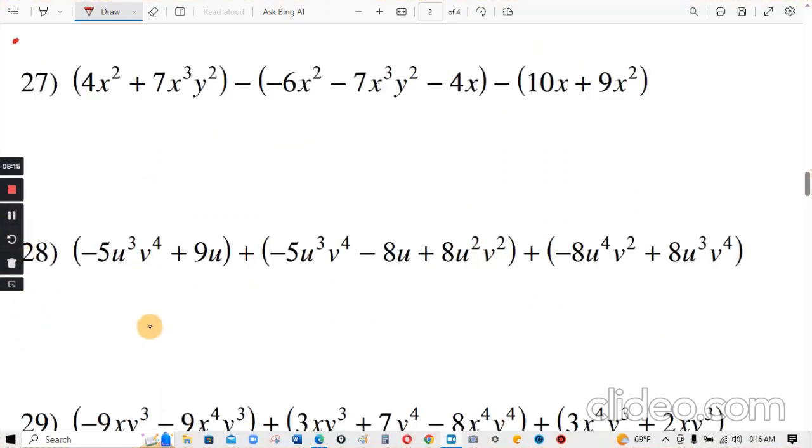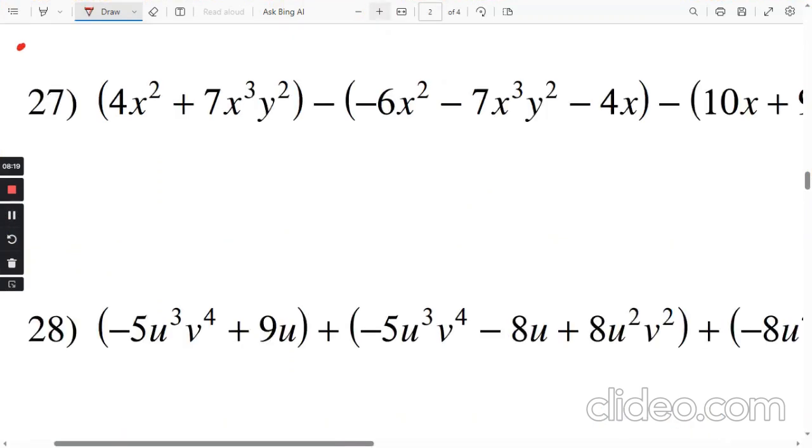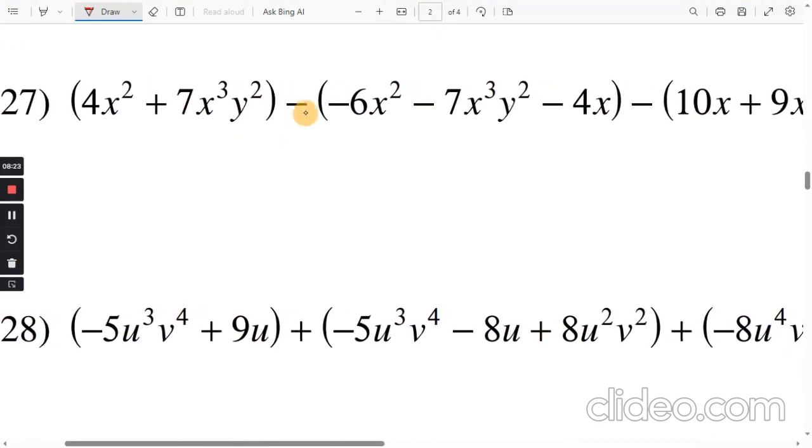All right, let's look at number 27. Looks like a tough problem, but it might not be that bad. I'll leave the first set of parentheses alone. Right here we have a negative, so I am going to distribute that negative to each term. It's the same as multiplying by negative 1, so I'm going to change all these plus minus signs, each one. This negative is positive, this negative is positive, and this negative is positive. Now I can make this plus.